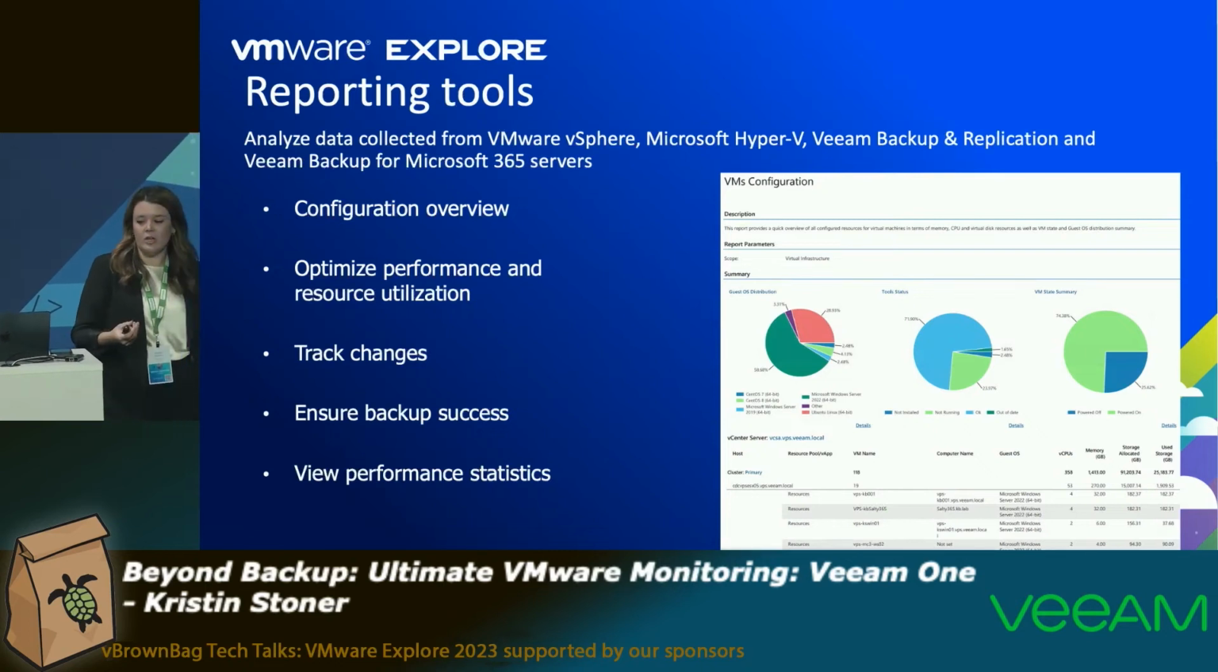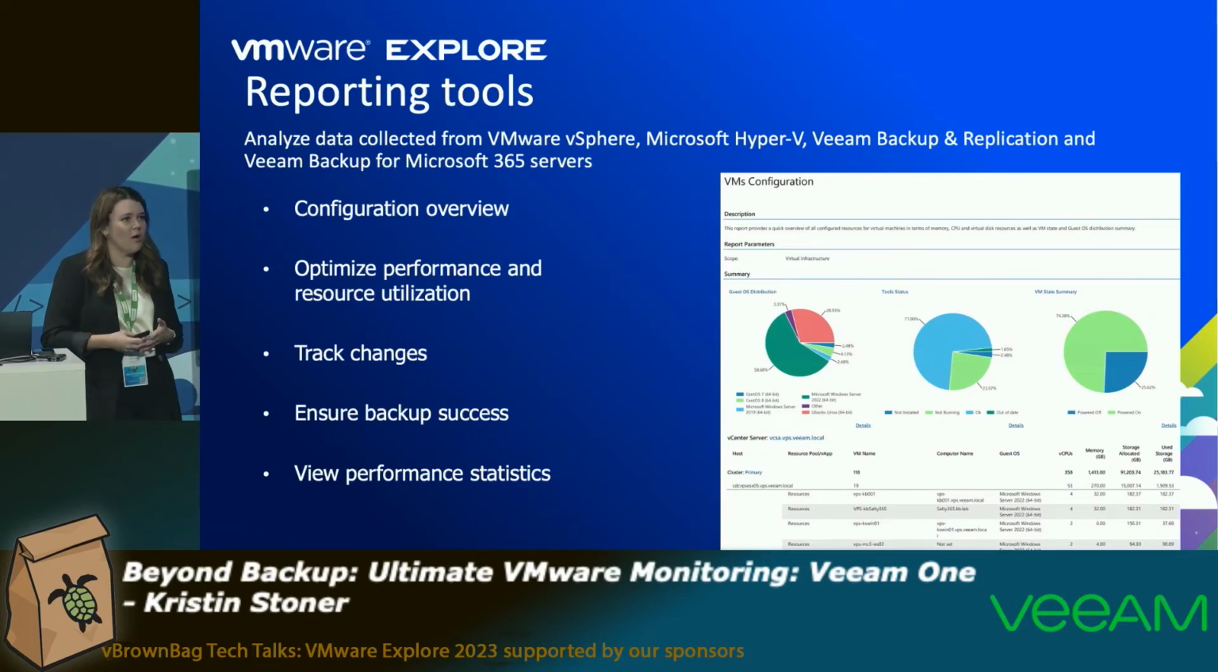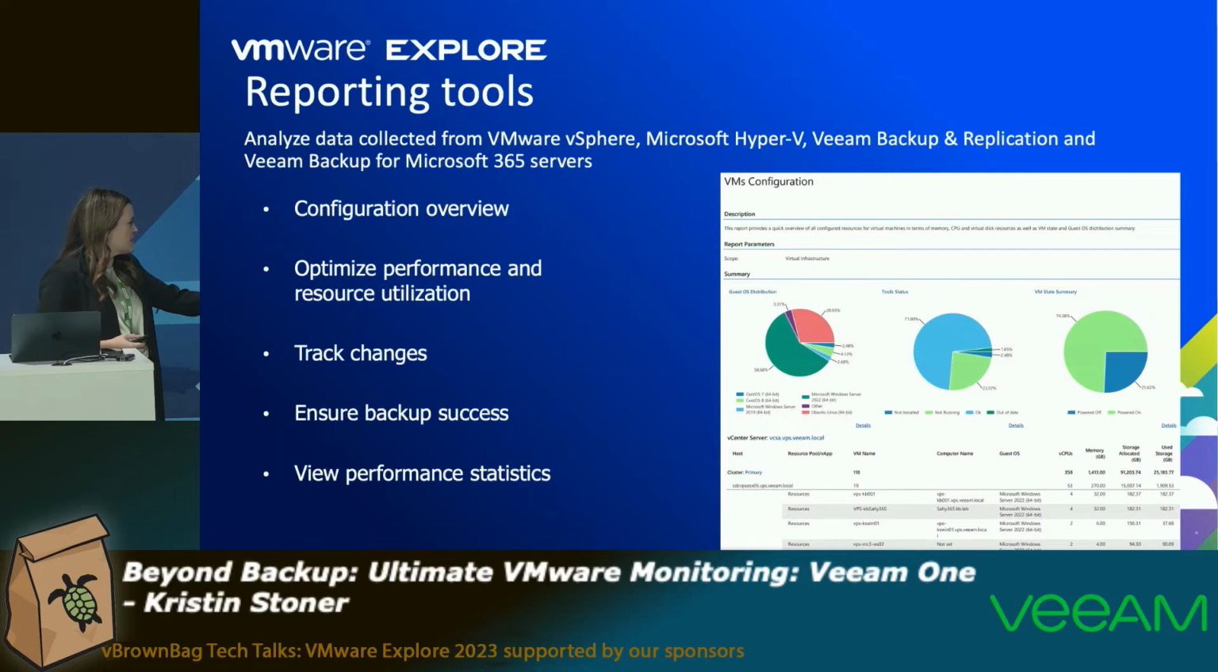So some of these reports are going to show you configuration overview. So in this example here, this is a virtual machine configuration report. And this is going to tell me what guest OS my machines are operating, if my virtual machines are powered on, the resources assigned to those machines. So if you're coming into an environment, maybe it's a new environment, you don't really know how the machines are configured, you can run this report and really gain that insight that you need for your business.